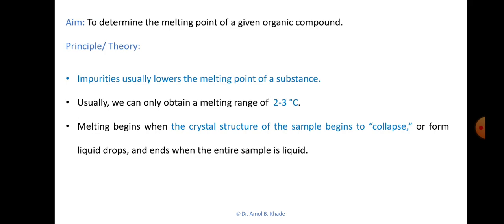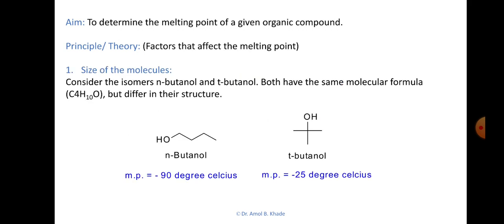Melting begins when the crystal structure of the sample begins to collapse or form liquid drops, and ends when the entire sample is converted into liquid form. So this melting point, or physical constant, depends on various factors. There are two major factors on which the melting point will be affected. The first is the size of the molecule. The size of the molecule matters when we talk about the melting point. We can understand this by taking this example.